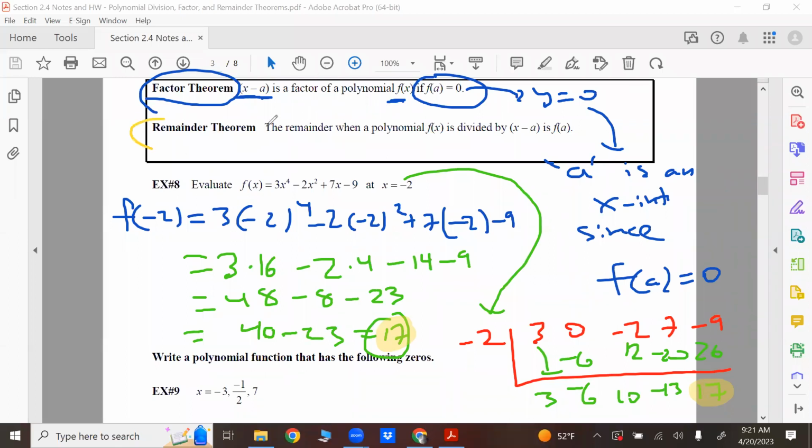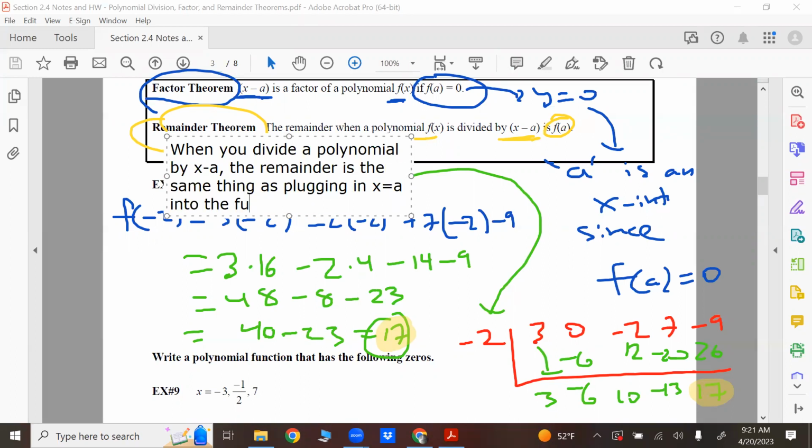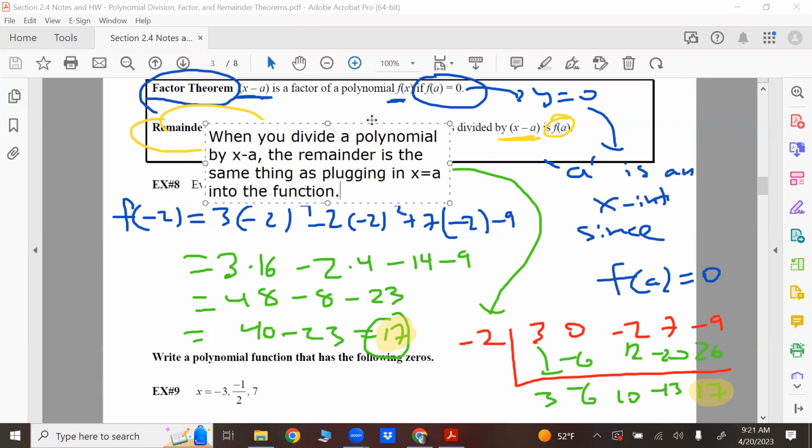So the remainder theorem states that when you divide a polynomial by x minus a, it's the same thing as plugging a into the function. It's the same exact thing. So let me write that in kind of layman's terms. When you divide a polynomial by x minus a, you get the same thing. The remainder is the same thing as plugging in x equals a into the function. It's the same thing.